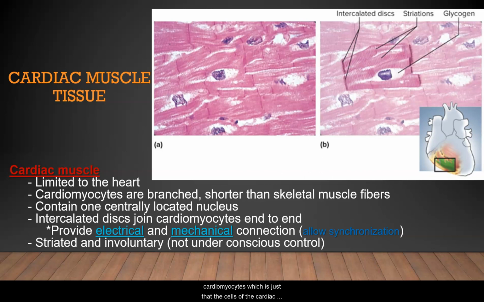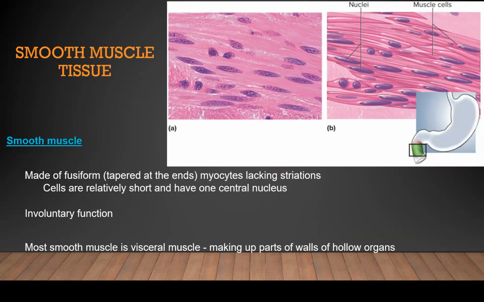Cardiomyocytes, which are just the cells of the cardiac muscle, they are branched, right? You can see that they're kind of branched here. You see that? And they are much shorter than skeletal muscle fibers. They contain only one centrally located nucleus instead of being multinucleate. And they have these things called intercalated discs that join those cardiomyocytes together. This provides an electrical and mechanical connection so that all of these cells can be synchronized because you want the heart to pump in unison. These are involuntary. Luckily, you do not have to focus on your heart beating. It just happens, right? And last, but not least, I guess, is smooth muscle tissue.